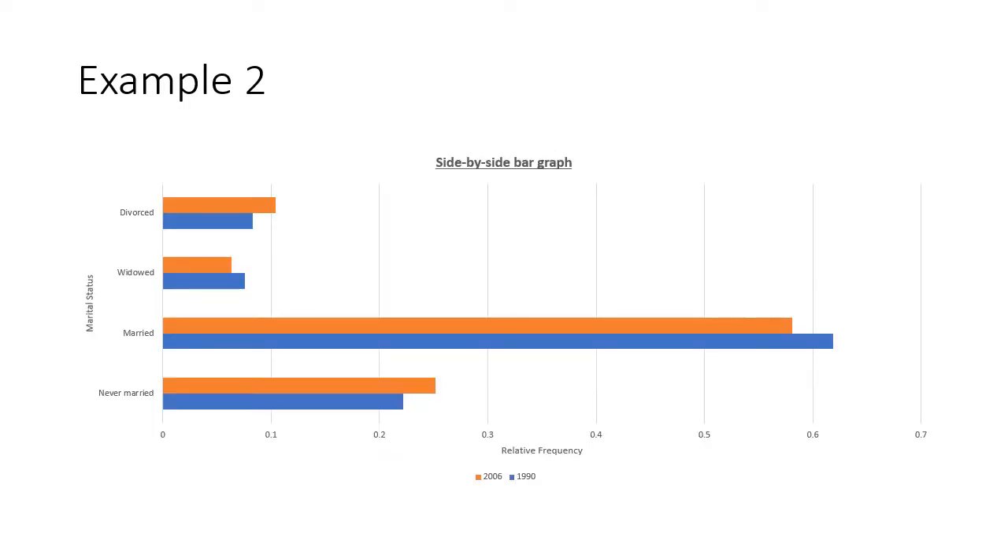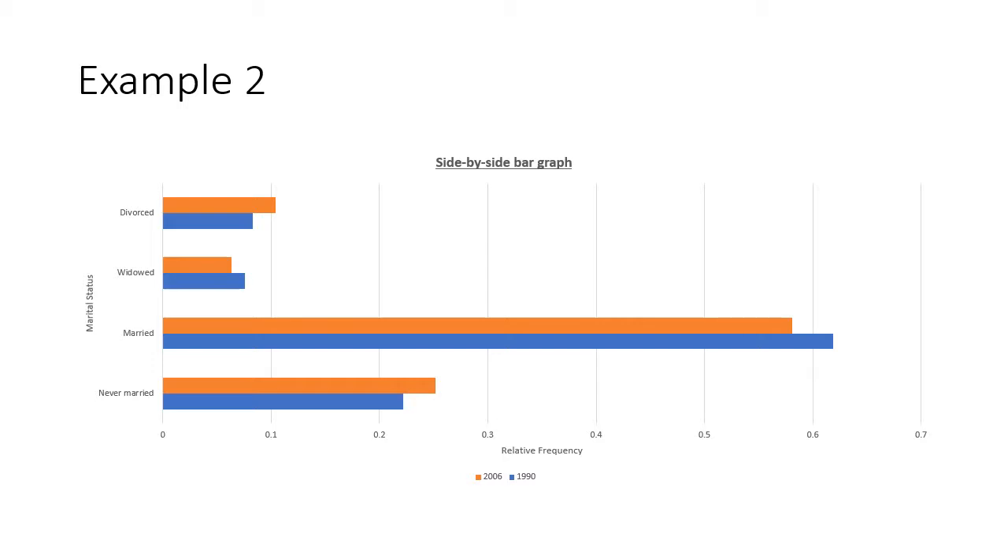Now to visualize, I'm doing a side-by-side bar graph. This one I'm doing as a horizontal bar graph because, again, it's perfectly valid to do it either up and down or left and right. Again, though, no matter which one we do, we need to make sure that we have labels. So now my vertical axis is the marital status. We have divorced, widowed, married, and never married. And then the horizontal axis becomes our relative frequency.